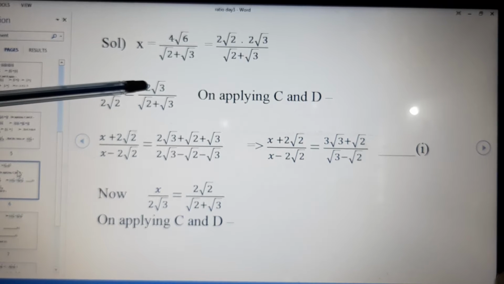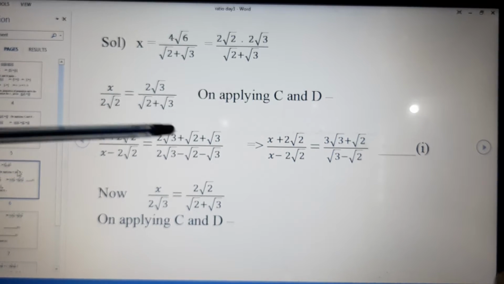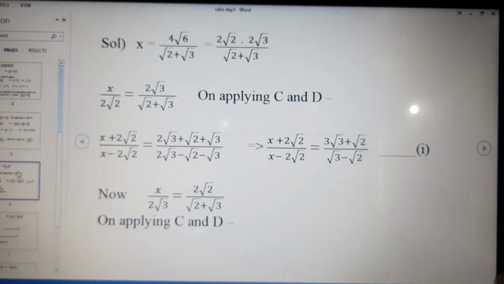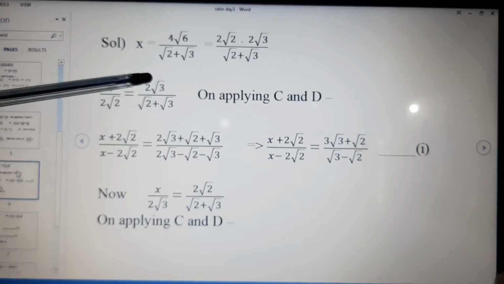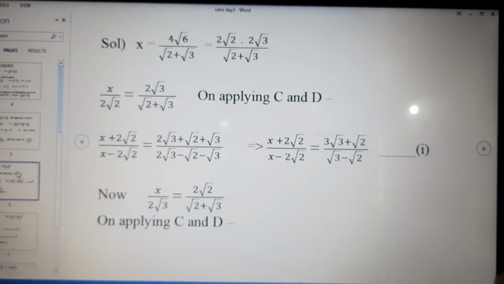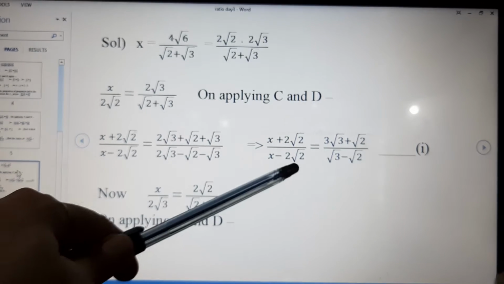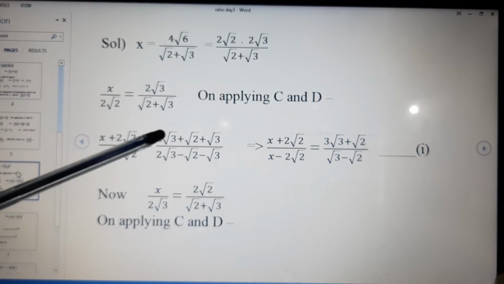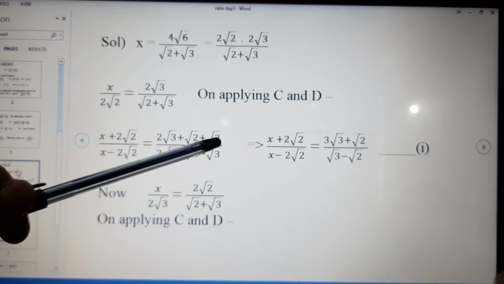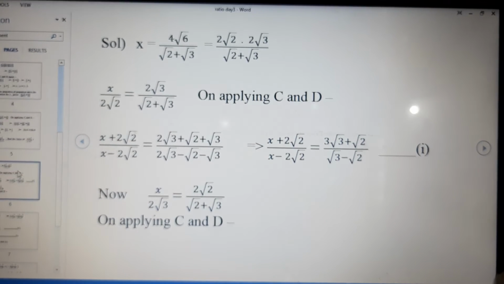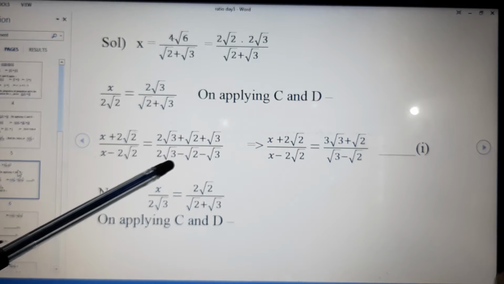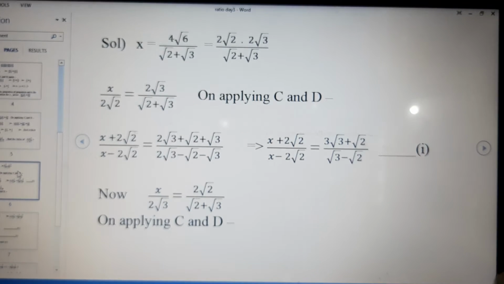So we'll have 2 root 3 plus (root 2 plus root 3), numerator plus denominator, and numerator minus denominator, so 2 root 3 minus (root 2 plus root 3). If we solve it, we'll get 2 root 3 plus root 3, that is 3 root 3, plus root 2, and 2 root 3 minus root 3 will become root 3.